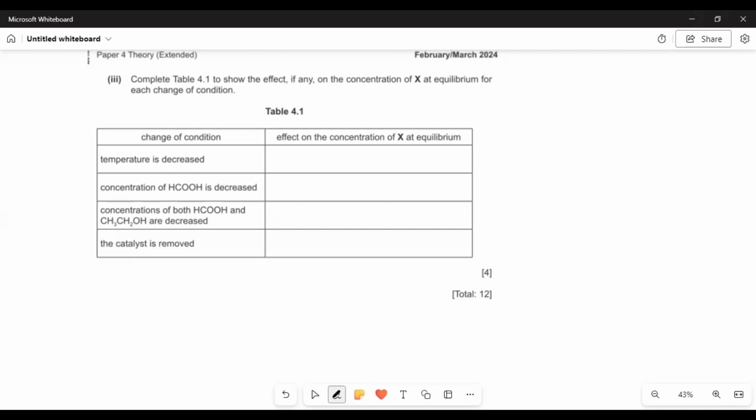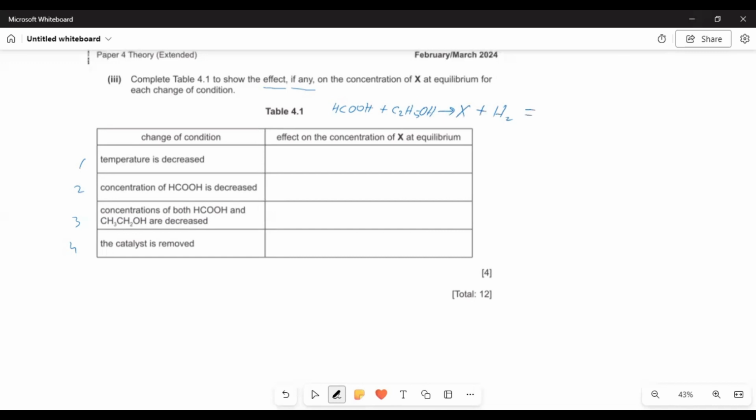Now in this part of the question, complete table 4.4 to show the effect, if any, on the concentration of X, meaning the ester formed, at equilibrium for each change of condition. These are the four changes: 1, 2, 3, 4. So we have to note the effect on the concentration of X. Here was the formic acid, and then there was an alcohol, and that formed the ester X plus water.